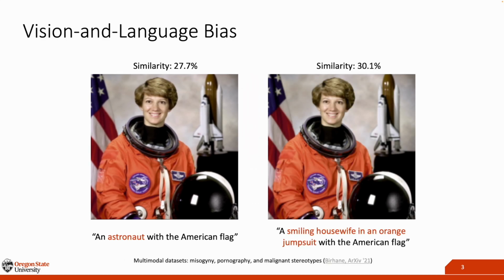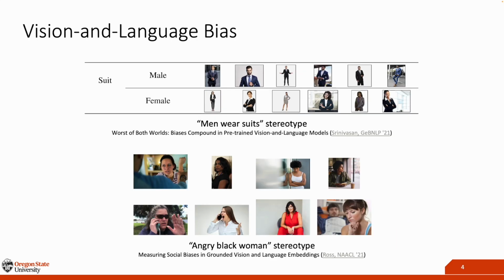However, when we change this caption to be inaccurately specified as a smiling housewife in an orange jumpsuit, we see the model demonstrate problematic behavior. The similarity between the image caption pair is increased from the one before, potentially signifying that the model has learned problematic associations between gender presentation and occupation. Prior work verifies this for some well-known biases. For example, that these models learn associations between gender presentation and types of clothing.